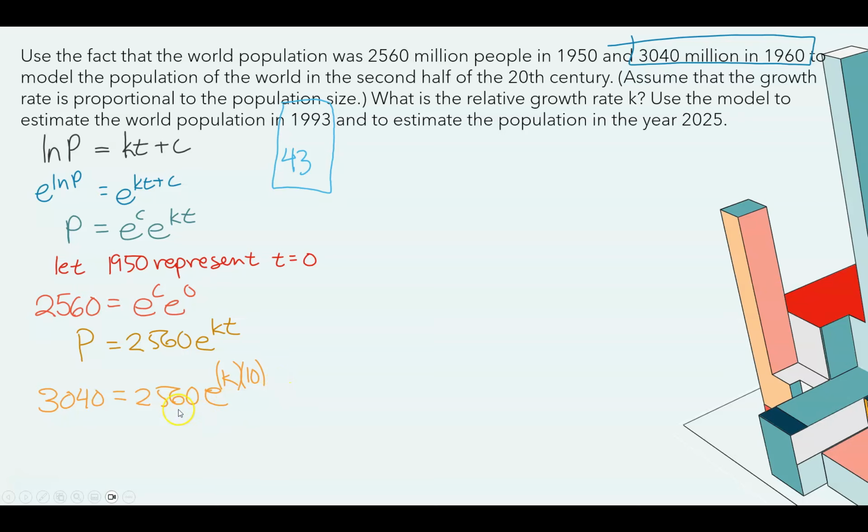What I'm hoping is you can do this algebra in your head. We're going to use a calculator eventually anyway, so don't worry about simplifying. So I'm going to divide both sides by 2,560, and then I'm going to take natural log of both sides, and then I'm going to divide by 10. So natural log of 3,040 divided by 2,560, all divided by 10. So there's our k, our relative growth rate.